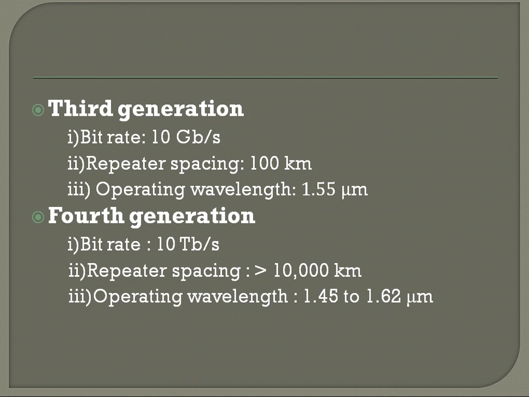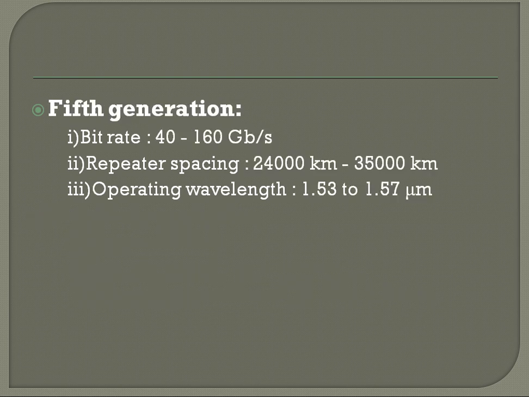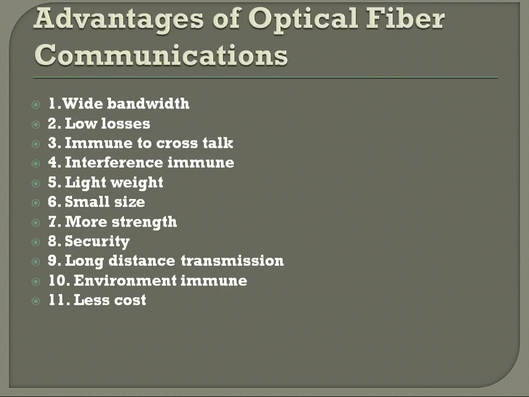And the fourth generation system consists of a bit rate of 10 terabits per second with the repeater spacing of more than 10,000 kilometer with the operating wavelength of 1.45 to 1.62 micrometer. And the fifth generation system consists of a bit rate of 40 to 160 gigabits per second and the repeater spacing is 24,000 km to 35,000 km with the operating wavelength of 1.53 to 1.57 micrometer.